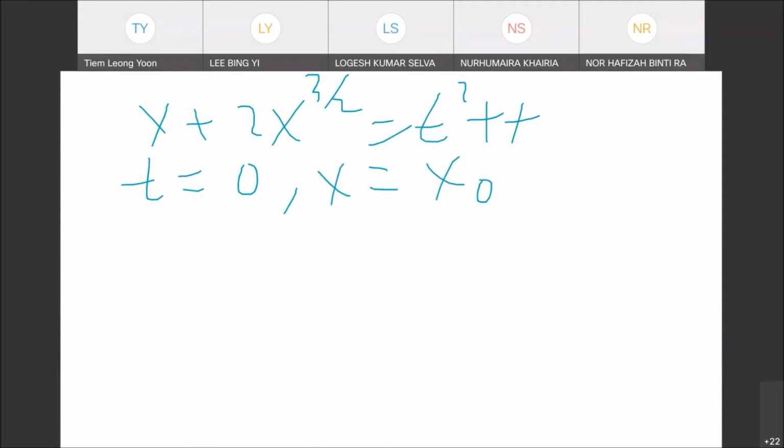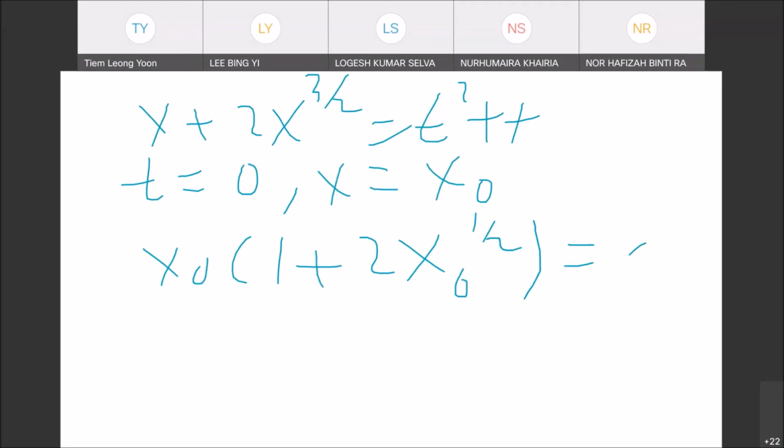So x0, it's easily understood that x0 equals x0 over 1 plus 2 x0 half. I think that is the answer, where t equals 0. Right? When t equals 0, these equations reduce to this. So then what is x0? x0 equals 0, and I think that's the answer.